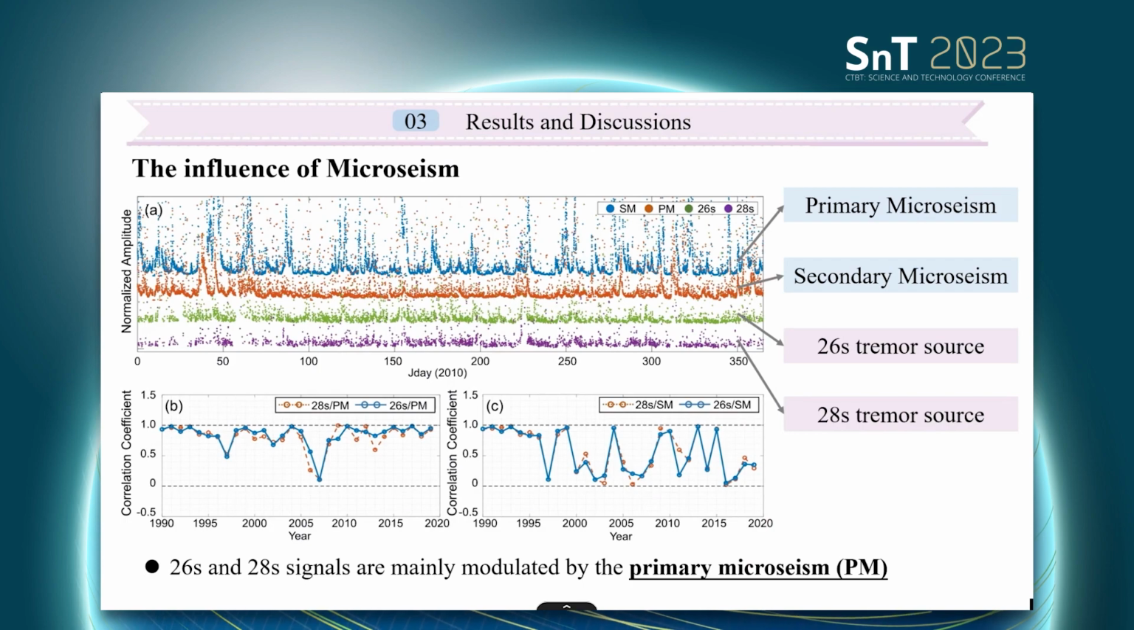The second one is microseism. We calculate the correlation between microseisms and these two sources, and we found they are mainly modulated by the primary microseism.